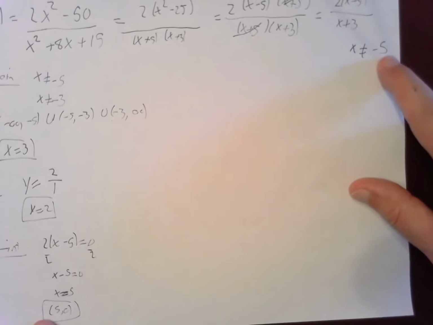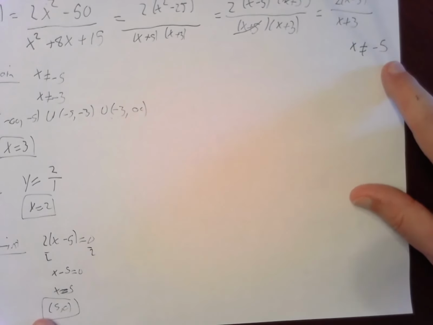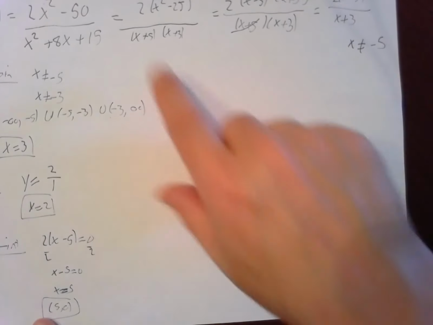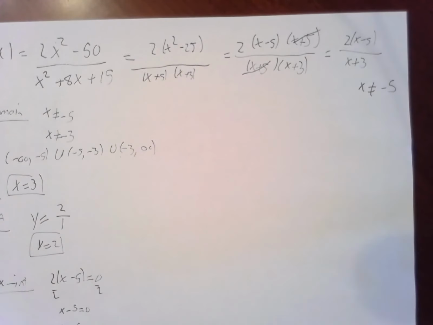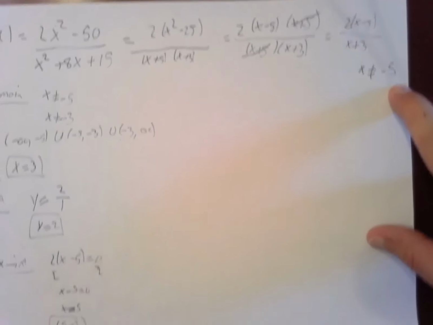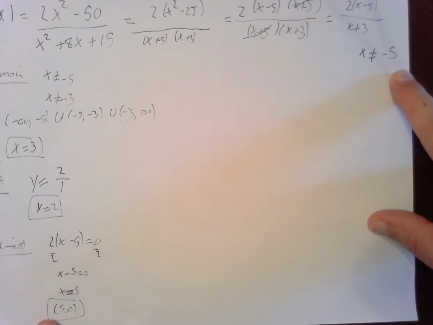That 5 has nothing to do with that 5. The only reason we got 5s floating all over the place is we had a difference of squares. X squared minus 25. So don't let this 5 and that 5 get you confused. They're not related.